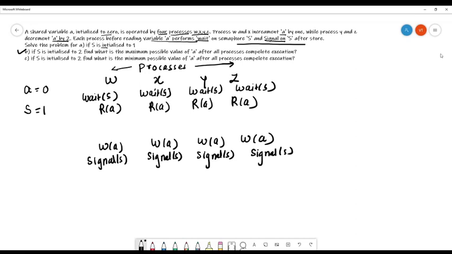And what is given here? The processes W and X increment A, so A is equal to A plus 1 by W, and X also A is equal to A plus 1. And what about Y and Z? In the problem, A is decremented by 2, so A is equal to A minus 2, A is equal to A minus 2.